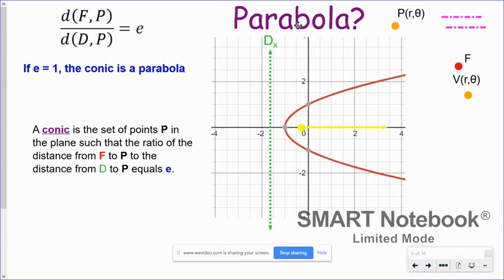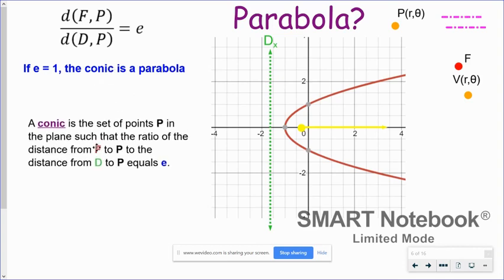First of all, the parabola. First thing you need to know, and you could probably intuitively figure this out, I'm just not going to spend the time to do it, is that if the eccentricity is 1, the conic is always a parabola. Make sure you remember that. It will be very helpful for you to see. The eccentricity is 1, the conic is a parabola. Here's my definition of conic.